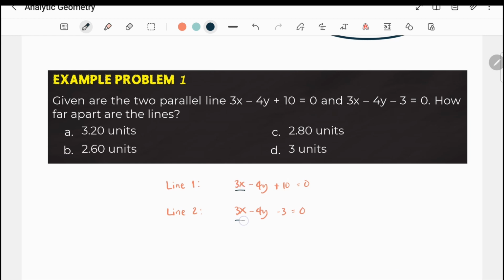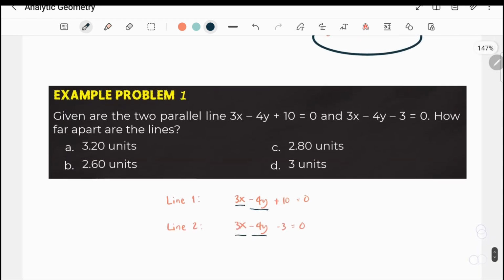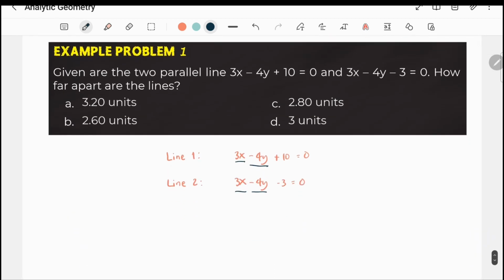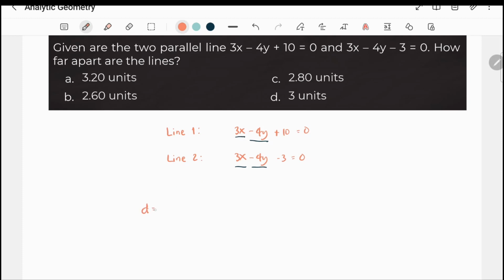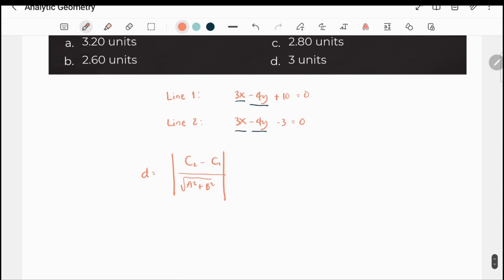Okay, so again, paano nga ulit natin malalaman kung ito nga ba ay parallel lines? Pareho sila dapat nung first term, okay? And pareho dapat sila ng second term. Ayun, so ang pagkakaiba lang nila is yung constant or yung third term. So para sa ating formula ulit, the distance is equals to absolute value of C2 minus C1 divided by square root of a squared plus b squared. Ang dali nitong ating formula.